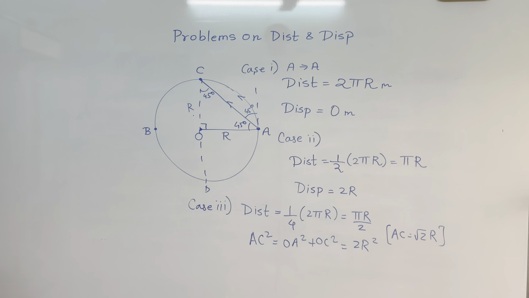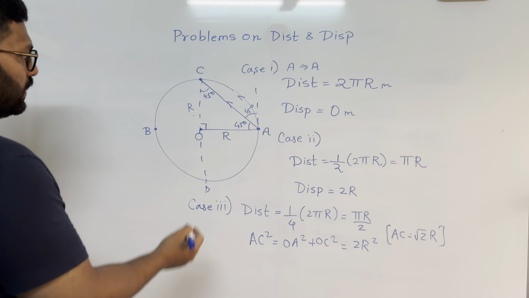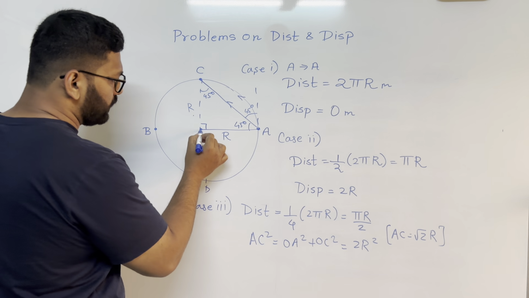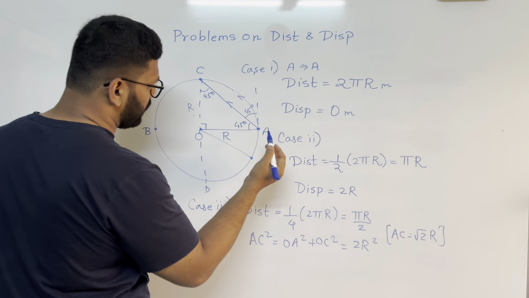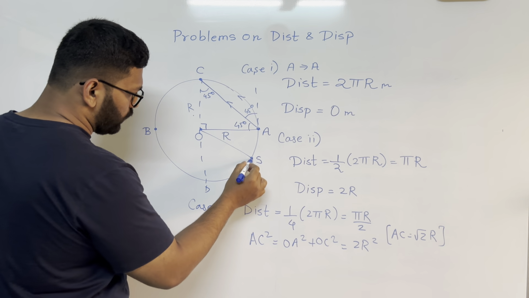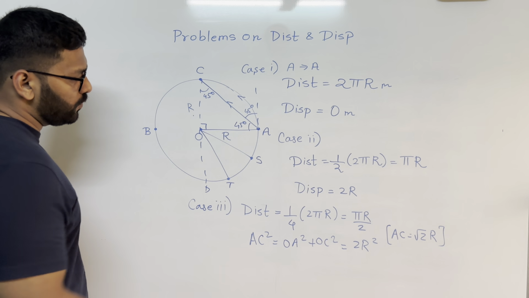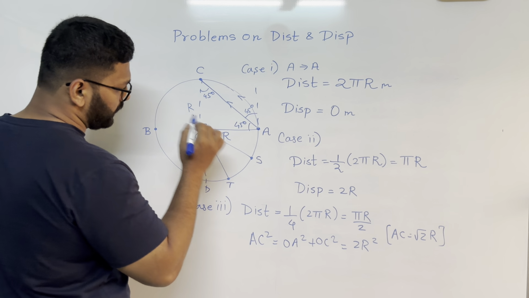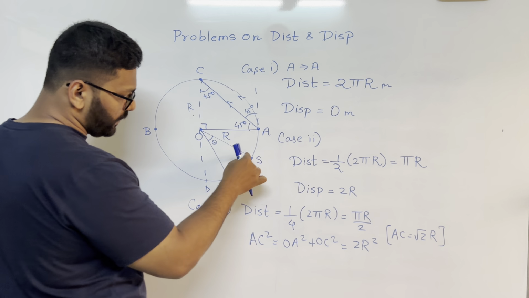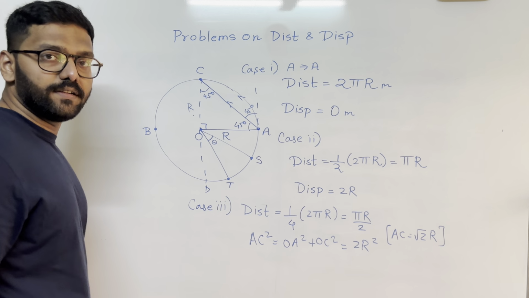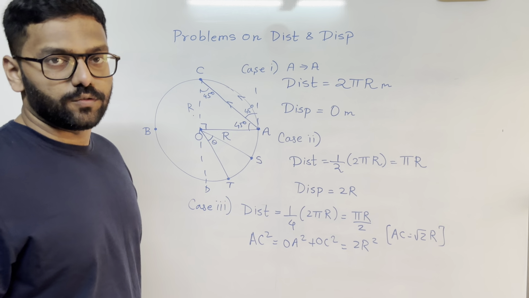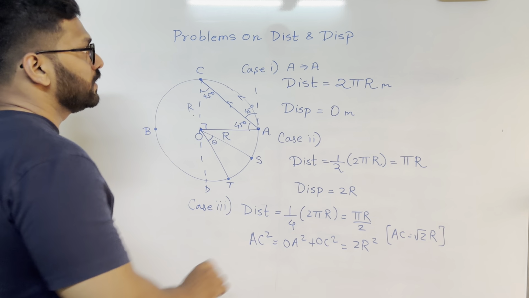Yeah. So now let's look at what happens if somebody asks you, the person, let's say this is point S, and the person goes from S to T. Now this is, let's say, angle theta. In this case, what is going to be the displacement and the distance? In that case, what will you do? The answer to that I will tell you.